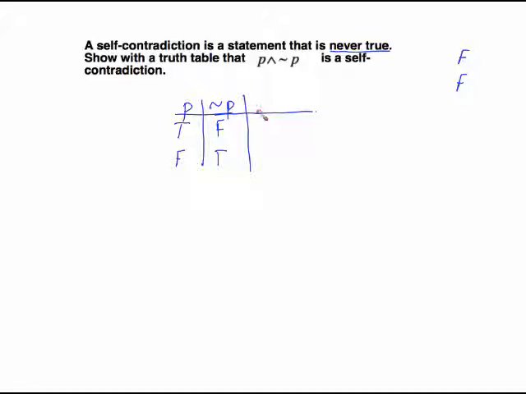And then let's put these two together, P and not P, together under the connective and. Well, true and false would have to be false. False and true would have to be false. And that is a self-contradiction because my entire last column is false. Now that one makes pretty much sense that that's a self-contradiction. A statement cannot be true and false at the same time.